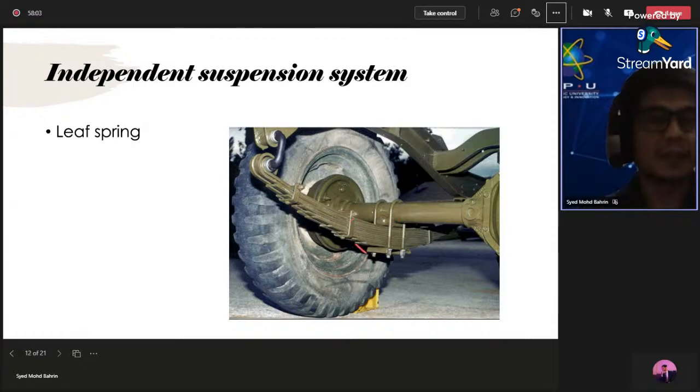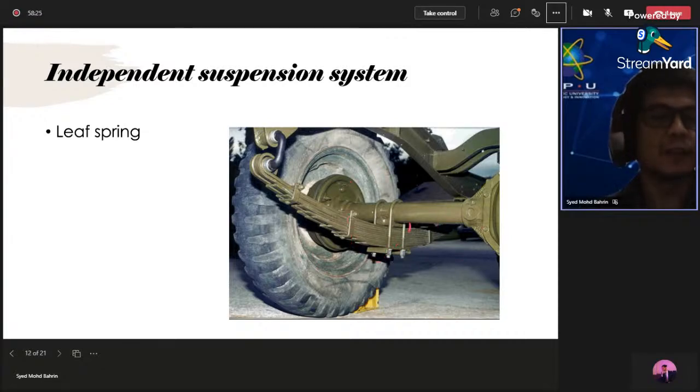it depends on the model. Sometimes it's only attached to one of the wheels, sometimes attached to both of the wheels side by side. One of the advantages of the leaf spring is it can support a very high load. So that's why most of the time this suspension is still used.